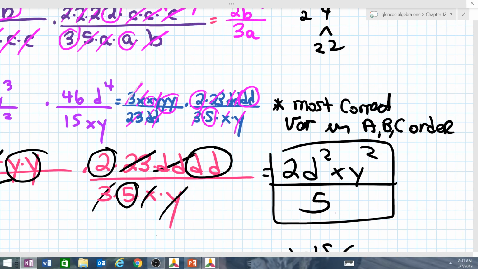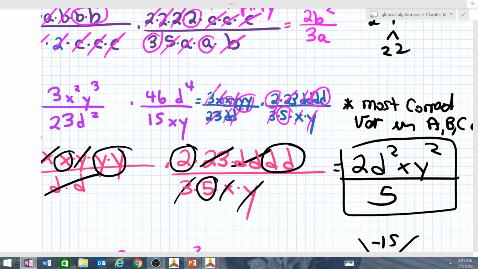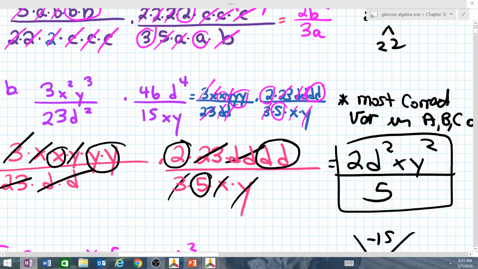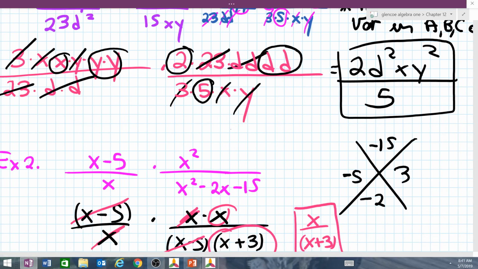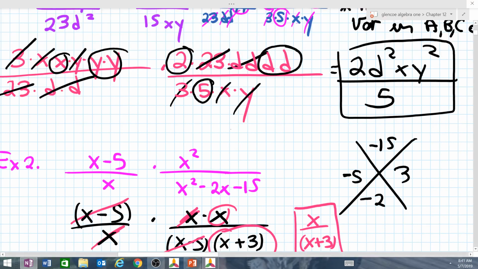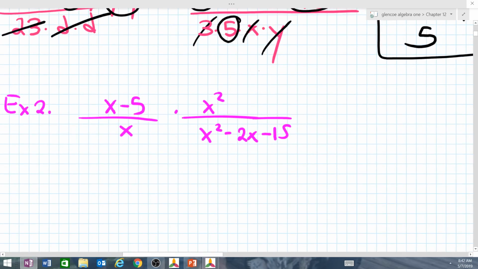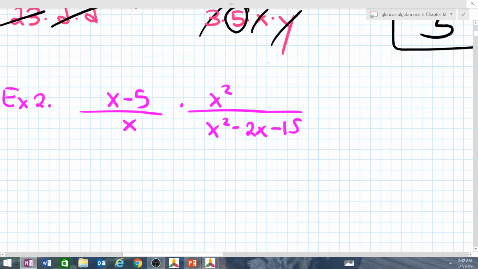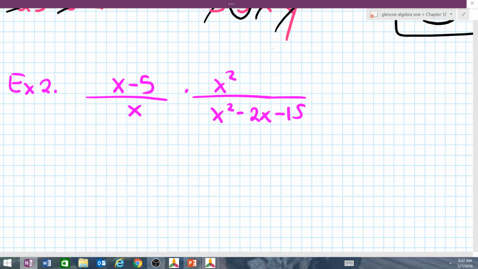Does anybody have a question on this example? Does that make sense? Yes. Are you sure? Okay, let's pick it up a notch and go on to something a little bit more interesting. So here we go. Let's look at this problem. Let me get rid of some of my work here. All right, so this time I have x minus 5 over x times x squared over x squared minus 2x minus 15.